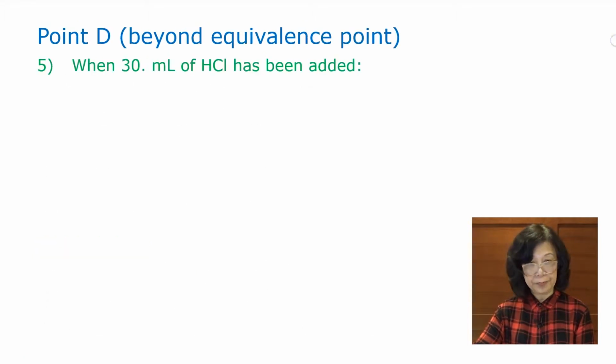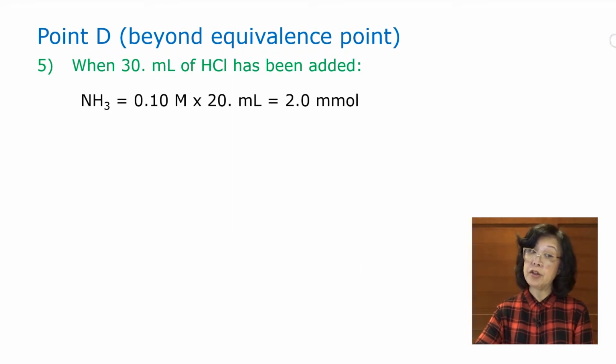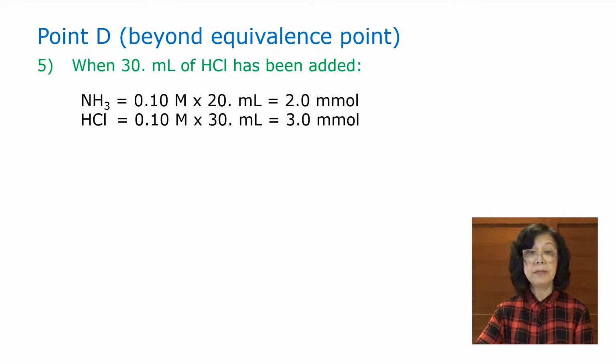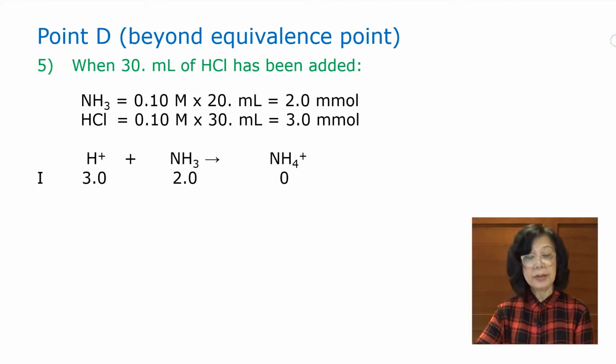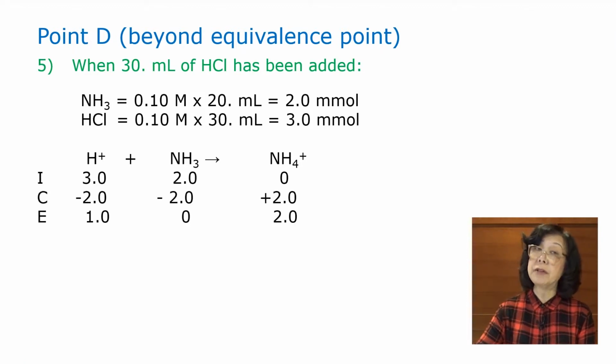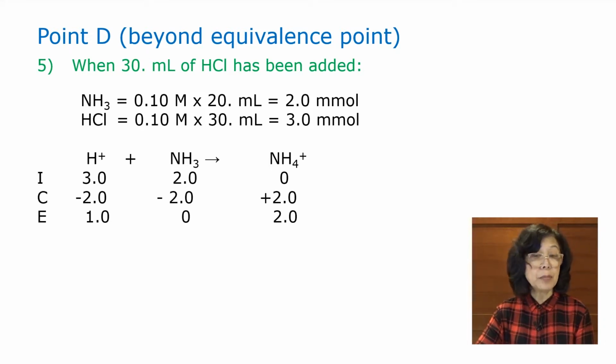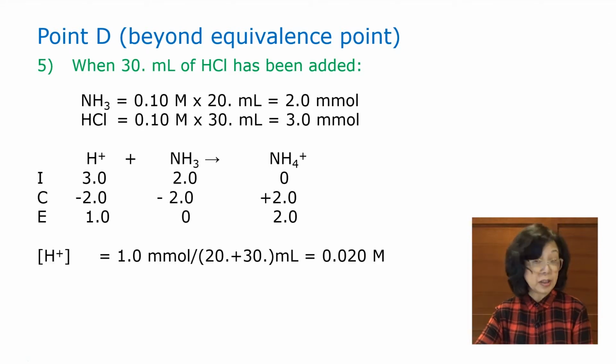Beyond the equivalence point, let's say we added 30 milliliters of HCl, so HCl is added in excess. In the flask, we still have 2 millimoles of ammonia, but now we have 3 millimoles of hydrochloric acid. Writing the net ionic equation, setting up the ICE table, we find that we now have 1 millimole of the hydrochloric acid left while we created 2 millimoles of the ammonium ion. But the ammonium ion does not contribute significant pH to the solution as the hydrochloric acid would. Therefore, the pH is dictated by the remaining hydrochloric acid, which is 1 millimole over 50 milliliters of volume in the mixture, which is equal to 0.02 molar.